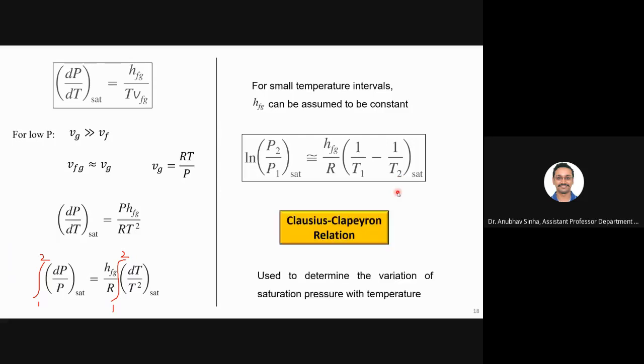This is called the Clausius-Clapeyron relation, and this is used to determine the variation of saturation pressure with temperature. So if your saturation pressure varies, then how to find it? This is actually a very important relation for phase change processes. So we'll see some examples where this will be used.